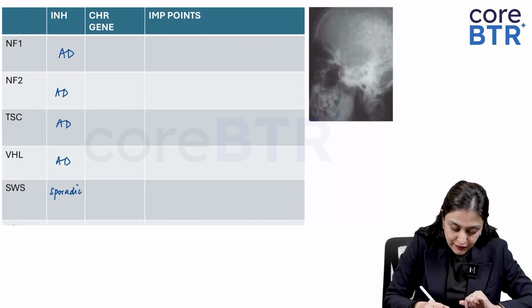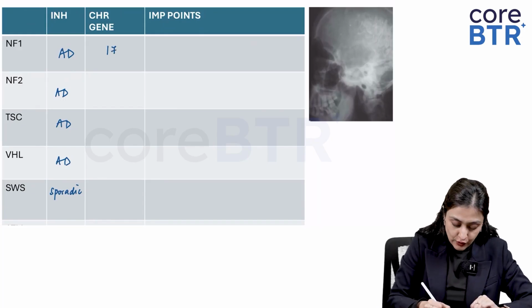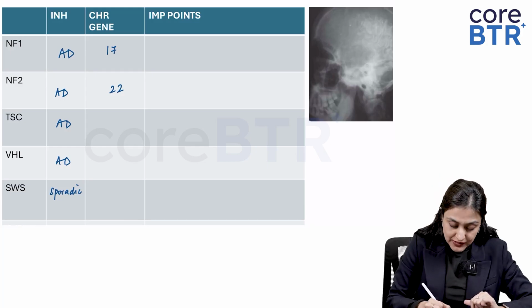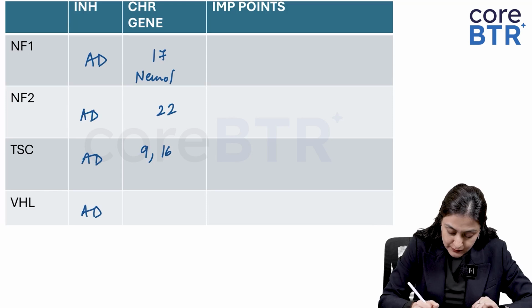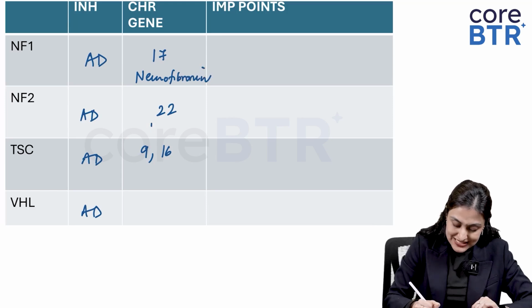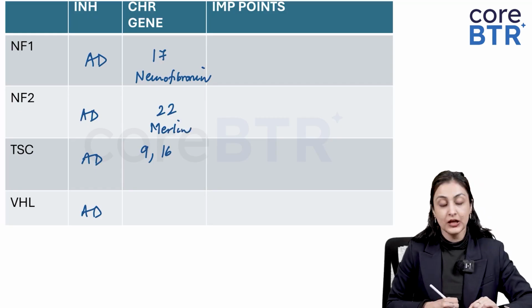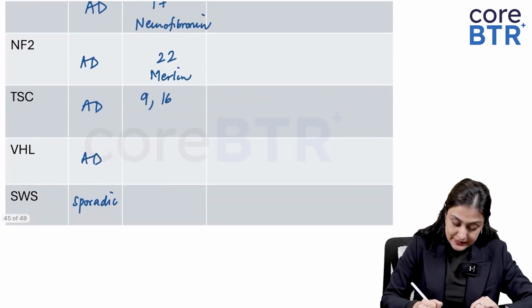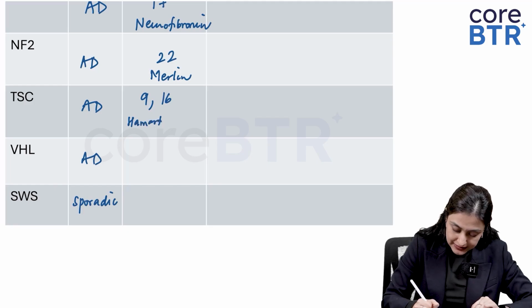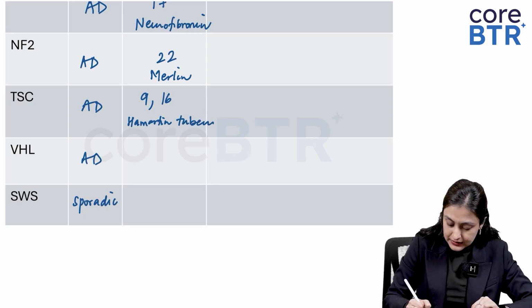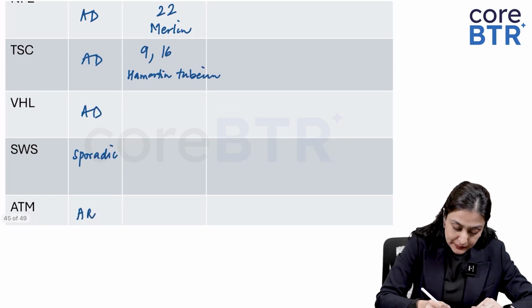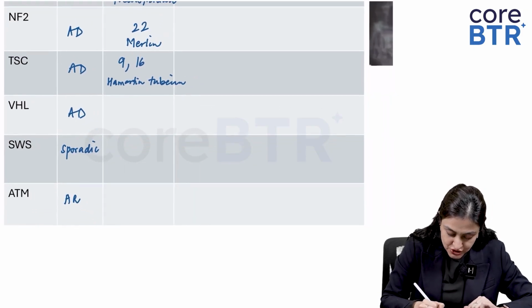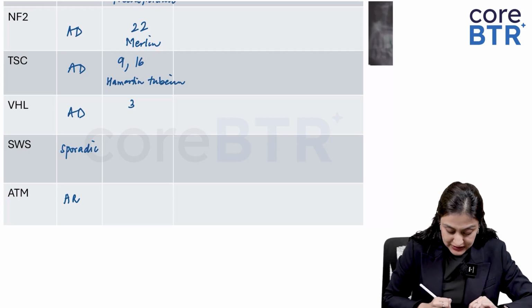The genes. So in NF1 we have chromosome 17, NF2 is 22. Tuberous sclerosis is 9 and 16. Let me tell you the genes. NF1 is neurofibromin. 22 is Merlin. 9 and 16 go in alphabetical order, so this is Hamartin and Tuberin. Von Hippel-Lindau, this is where the gene is on chromosome 3, the VHL gene.